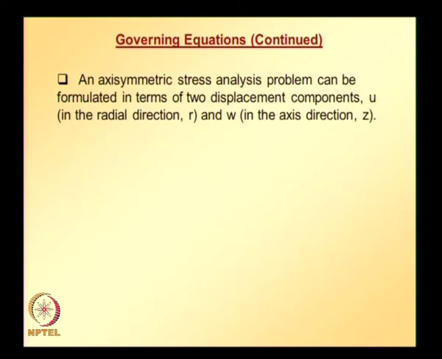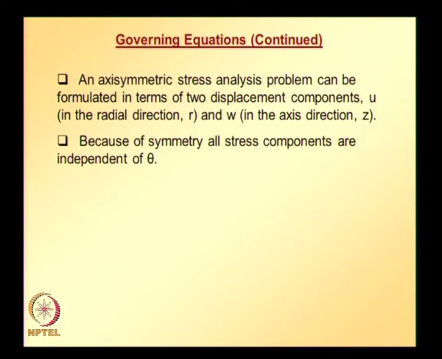An axisymmetric stress analysis problem can be formulated in terms of two displacement components, u and w. U is the displacement component in the radial direction r, and w is the displacement component in the axial direction z. These two are similar to u and v, u for the displacement component in the x direction and v for the displacement component in the y direction, that we used for plane stress, plane strain problems. And here for axisymmetric problems, because of symmetry, all the stress components are independent of theta.